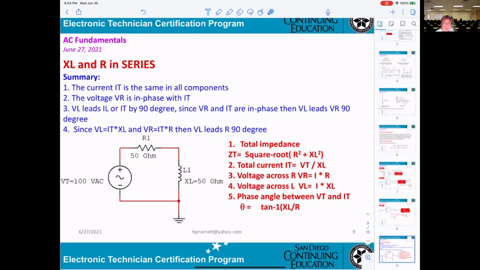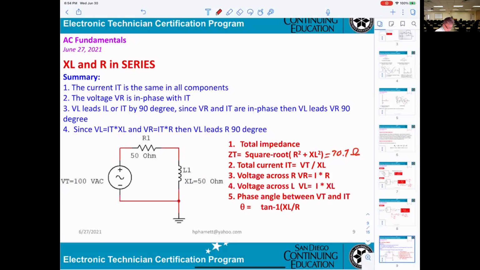Just a minute, okay? You get 70.7 ohm, right? Yes. Correct. Perfect. Quickly. Okay, the answer will be 70.7 ohm.